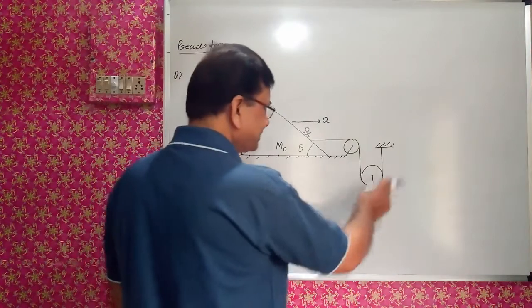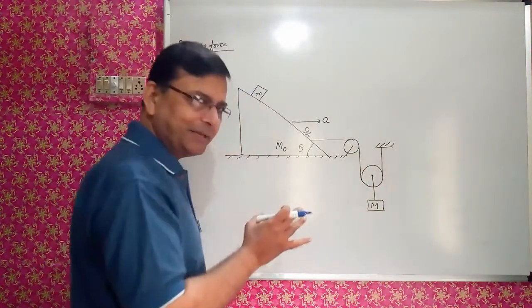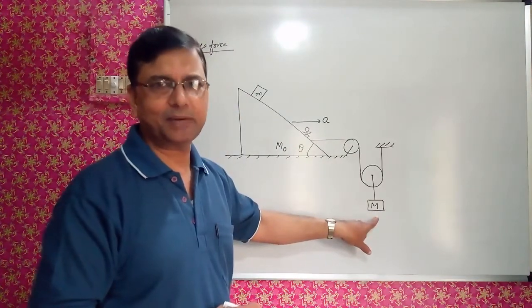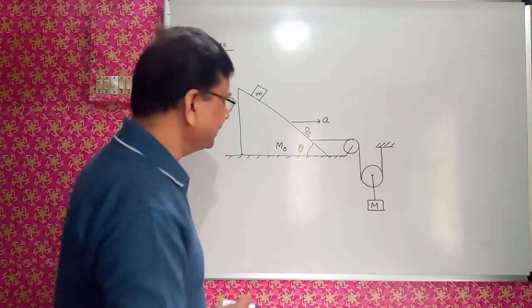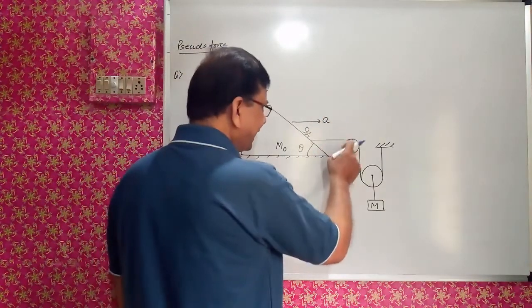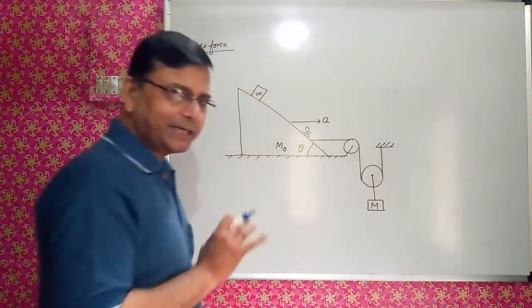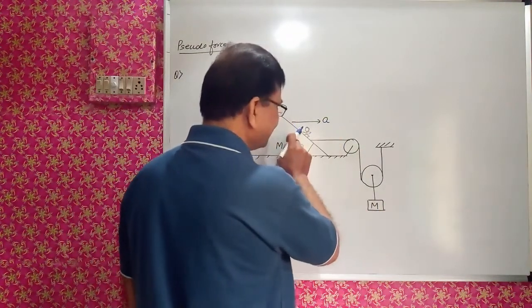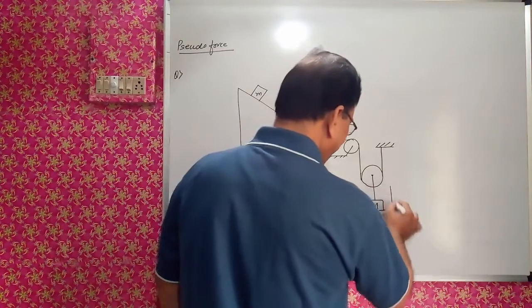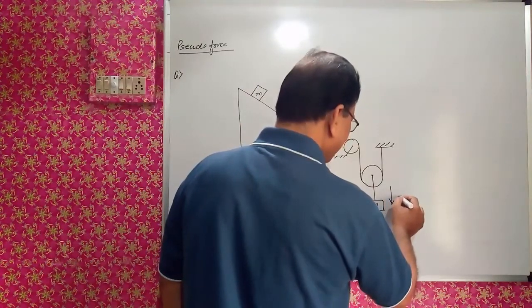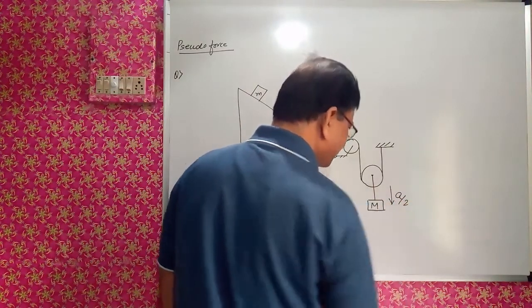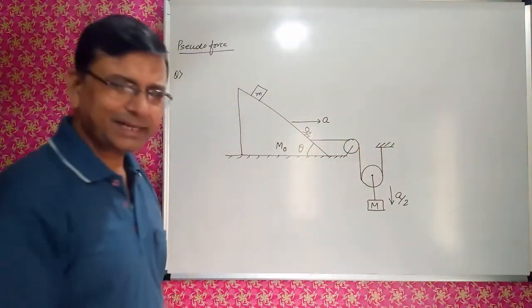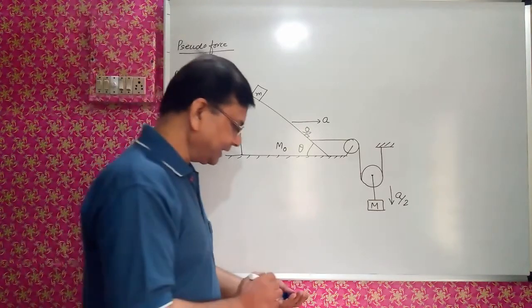Here the setup is made like this. The question is similar, but how to create the acceleration? Acceleration is getting created by this mass hanging through the pulley. Suppose the acceleration is A. In this setup, we have already studied that the acceleration of this will be half of the acceleration of this mass. So if it is coming downward, acceleration will be A by 2. The concept is known to you, so you can find the acceleration that way.